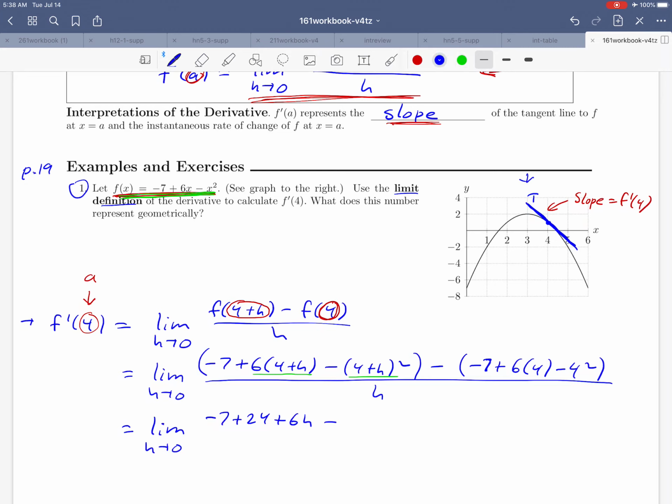4 plus h squared, if we multiply all that out, is going to be, let's see, 4 times 4 is 16. Then for the two middle terms, we're going to get a plus 4h and a plus 4h. That's going to give us a plus 8h, plus an h squared.